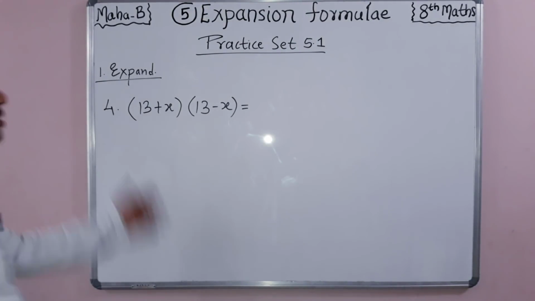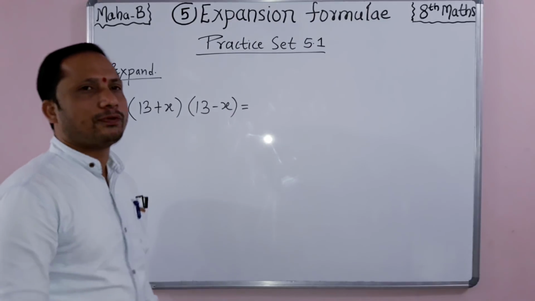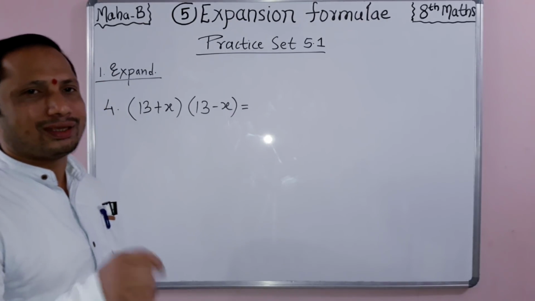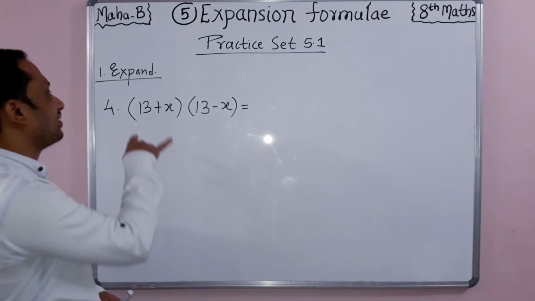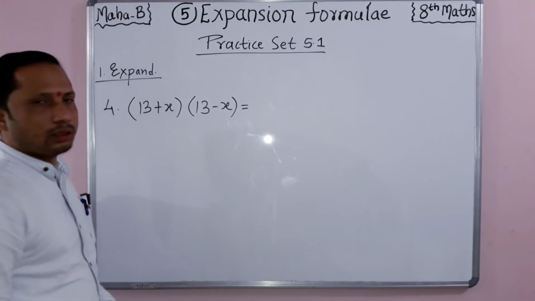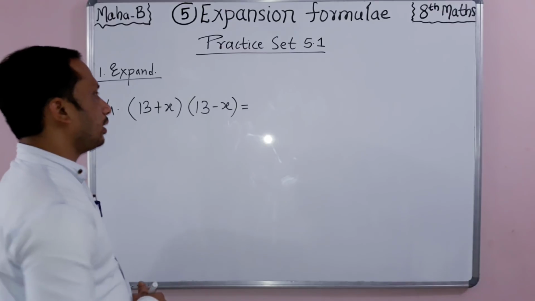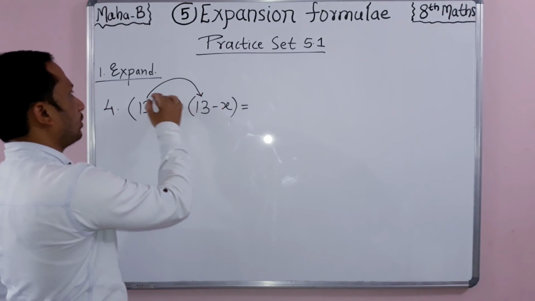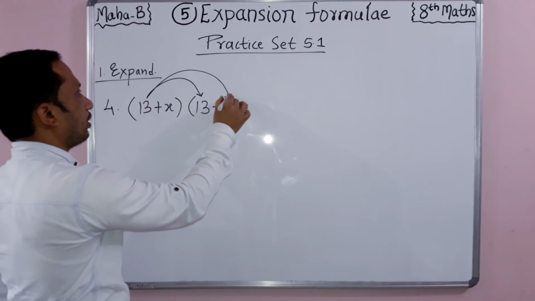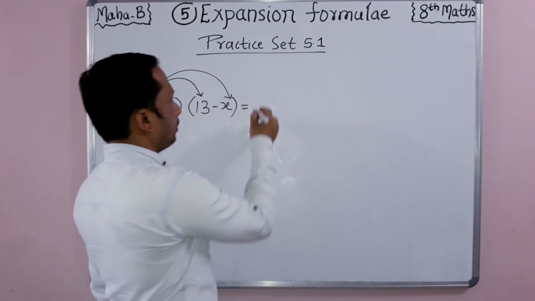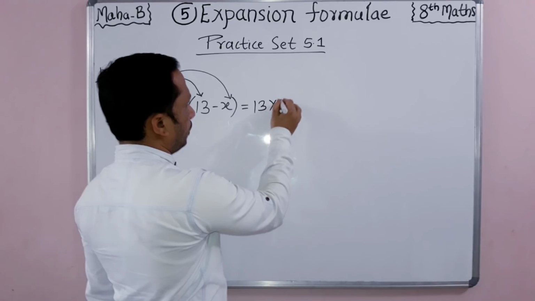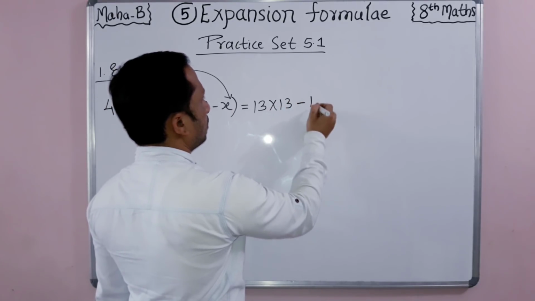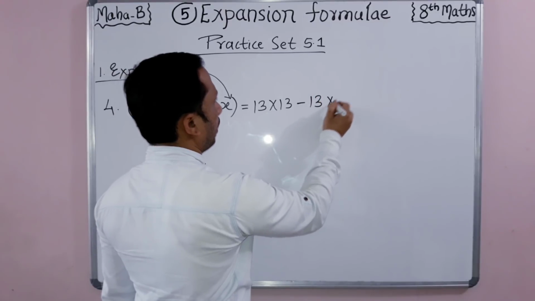Okay students, this is the fourth example of practice set 5.1, and we have to follow the same process to find the expansion of the given example, (13 + x)(13 − x). Multiply 13 into 13 first, and 13 into x. What will be there? 13 into 13, and the sign is minus, therefore minus 13 into x.